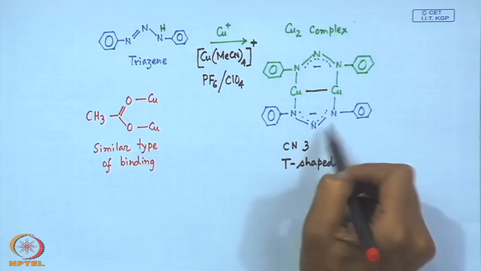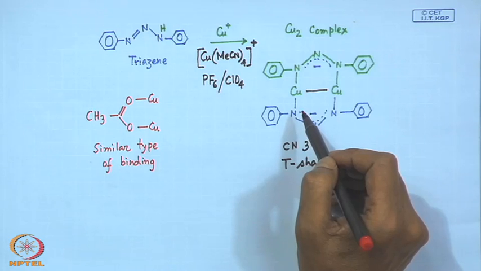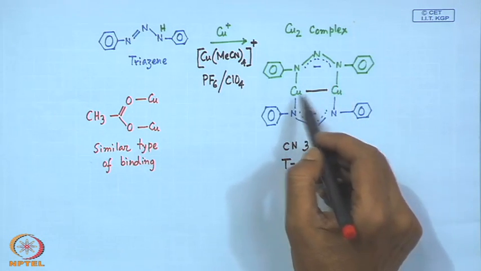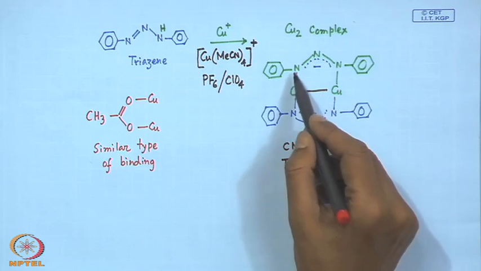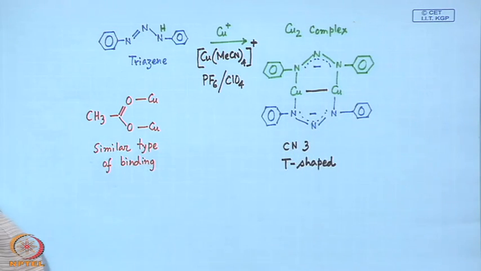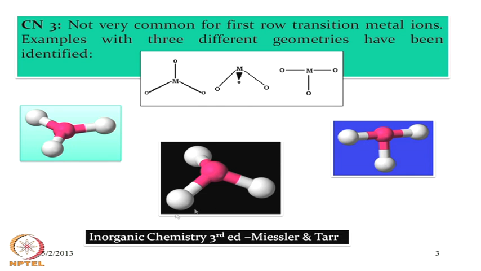But since two such triazine molecules are attached to the copper center, we have a typical center for this copper-copper interaction, which is basically a T-shape from both sides. So, this gives us a very useful example where we can have this particular geometry, which is T-shaped with a coordination number of 3. All these examples we can have from this useful book of Messler and Tarr.